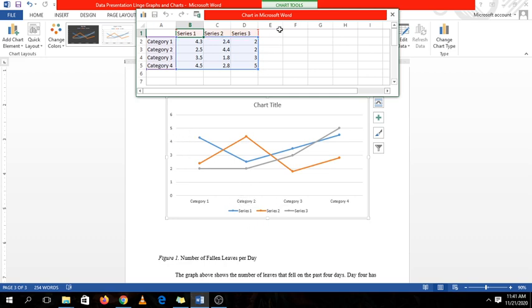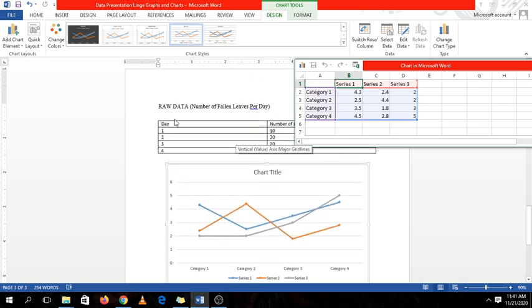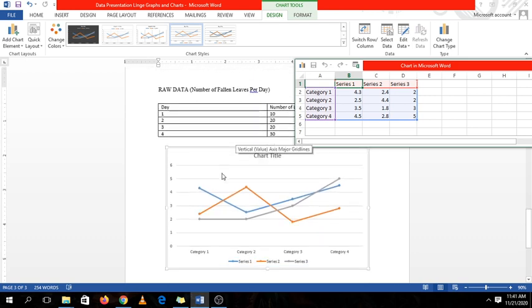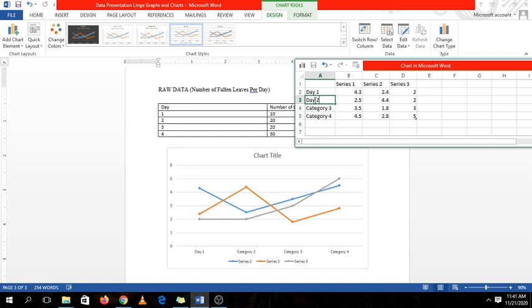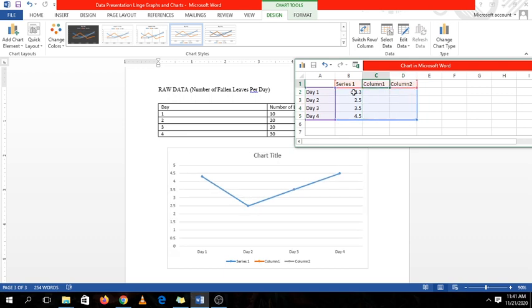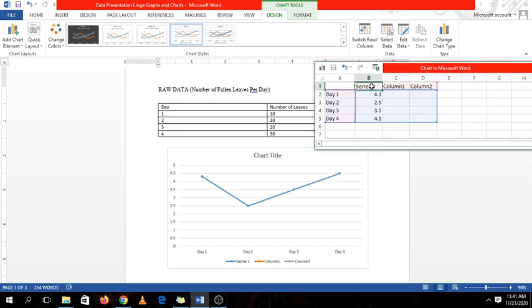Usually the X and Y category represents your individual data. Usually for the category, we first write day. Day 1 is our first category, below it day 2, day 3, day 4. Usually it is time, so fall of leaves over time, with time going down. Since we only have one data set, we have one series. How many number of leaves? We will write number of leaves.